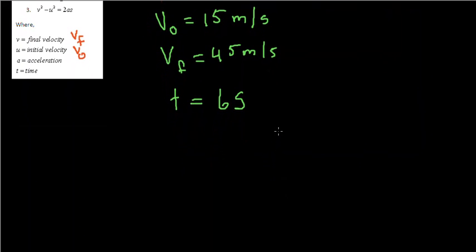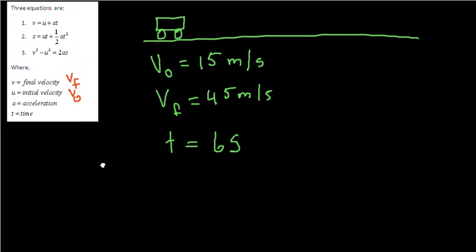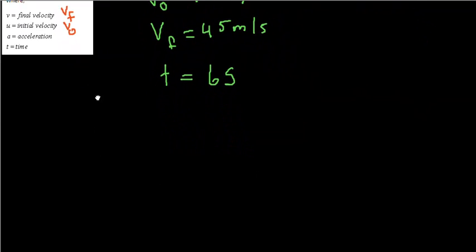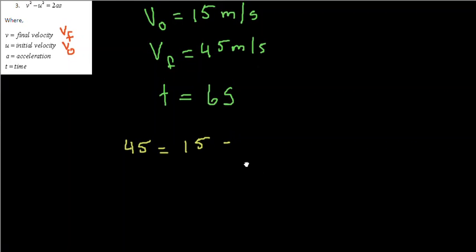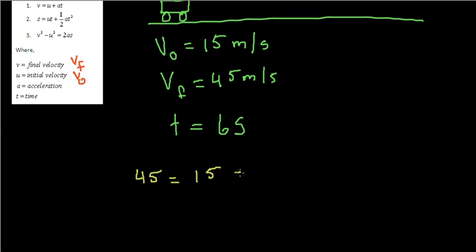Now, we can solve this. We can solve this using this formula: v final equals v initial plus at. Here, v final is 45. So 45 equals 15 plus 6 seconds times a. And we're trying to find what a is. We're trying to see how fast he accelerated.